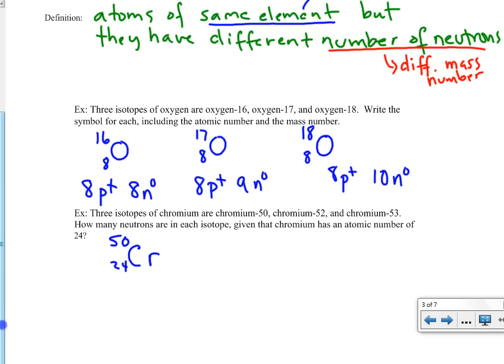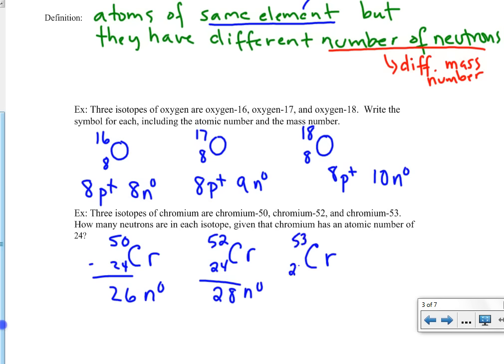50 is the mass number. 24 is the atomic number. Subtracting, in this particular isotope, there are 26 neutrons. The second isotope of chromium is chromium-52. Subtracting the 24 protons, this particular isotope has 28 neutrons. And the third isotope, chromium-53, when we subtract those two numbers, we get 29 neutrons.